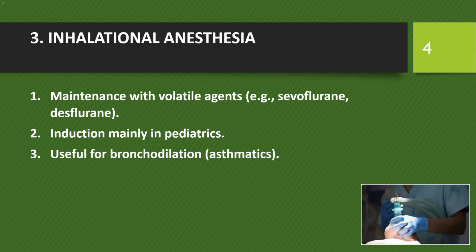3. Inhalational anesthesia. 1. Maintenance with volatile agents. Inhalational anesthesia involves using volatile agents, such as sevoflurane and desflurane, to maintain anesthesia. 2. Induction mainly in pediatrics. Inhalational induction is often used in pediatric patients due to their tolerance and ease of use. 3. Useful for bronchodilation, asthmatics. Volatile agents can provide bronchodilation, making them beneficial for patients with asthma.